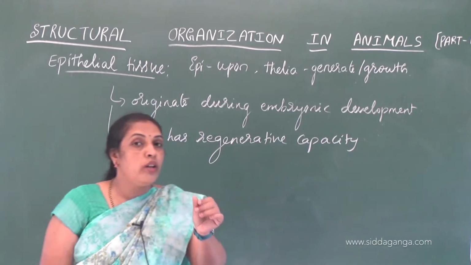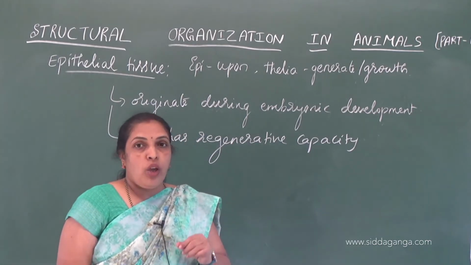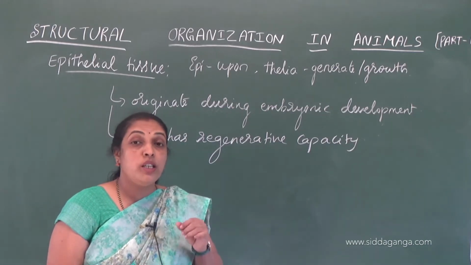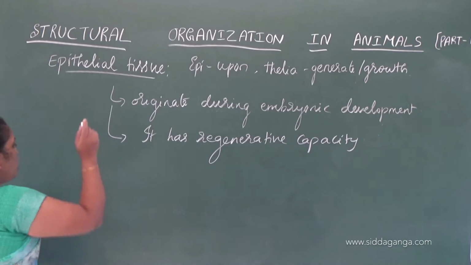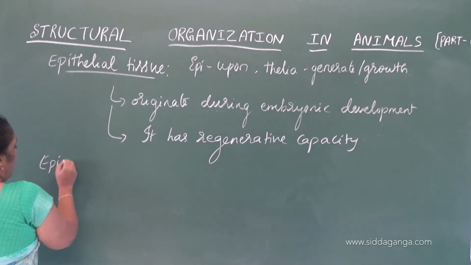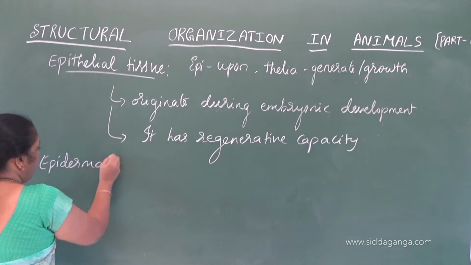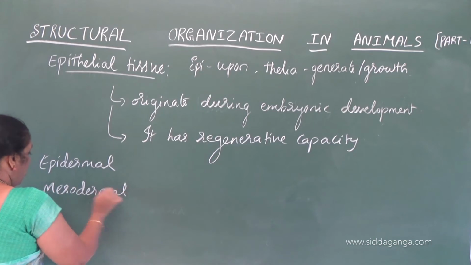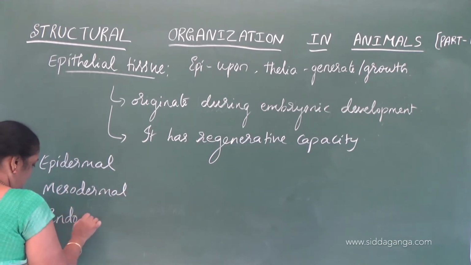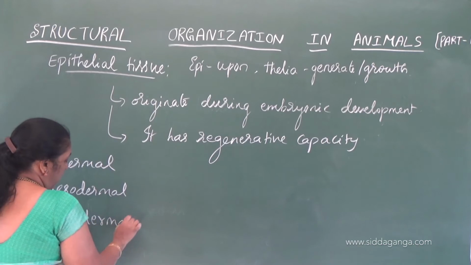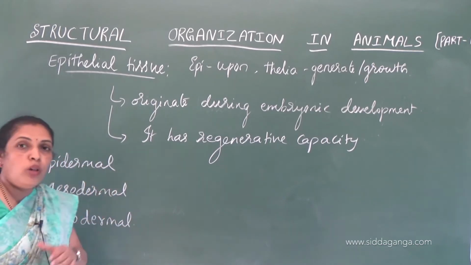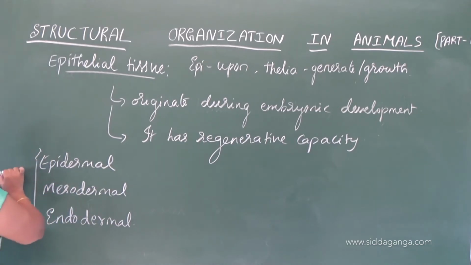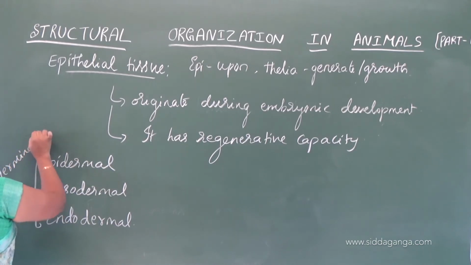Epithelial tissue is the only tissue which is going to be originated from all the three primordial layers or germinal layers. All the three germinal layers, that is epidermal layer, mesodermal layer, and also endodermal layer. So the epithelial tissue is going to be formed by all the three germinal layers.